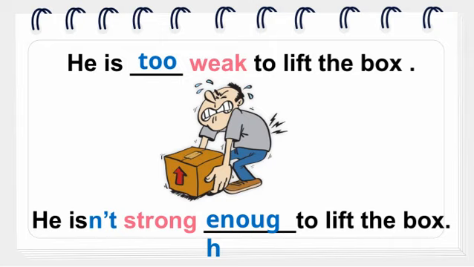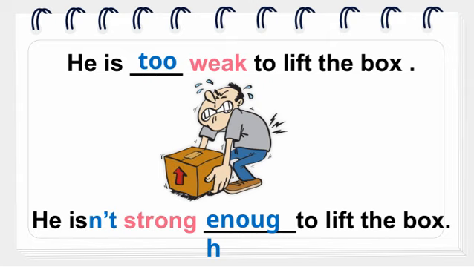Now, let's look at some common ways to express limits or degrees of ability. First, we have the word enough. For example, if I say, "He isn't strong enough to lift the box," it means his strength is not sufficient to do that task. The key point here is that enough is used to show that something meets or does not meet a necessary threshold.